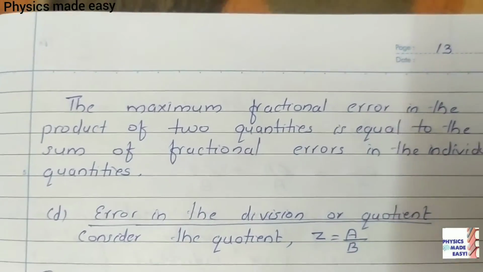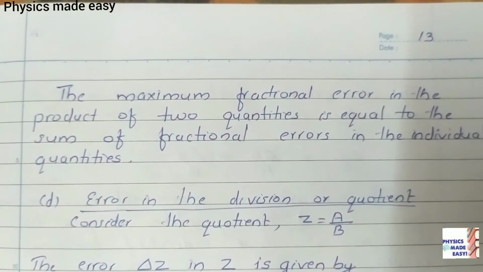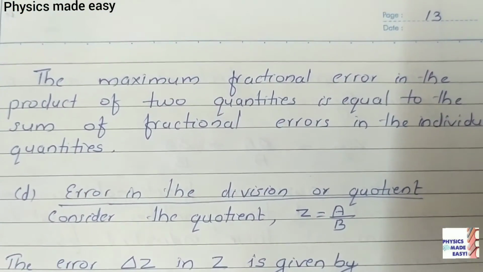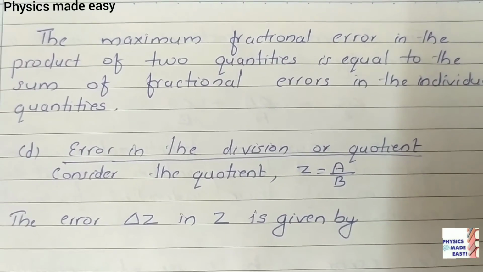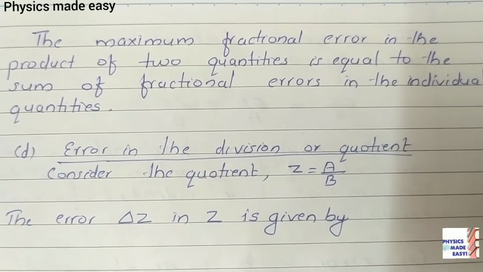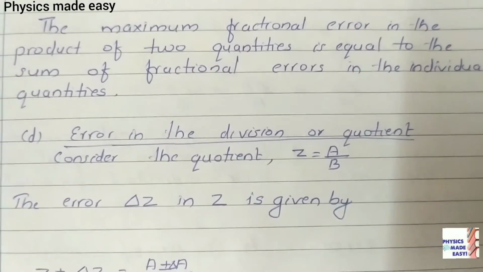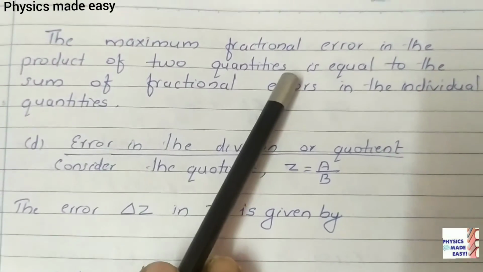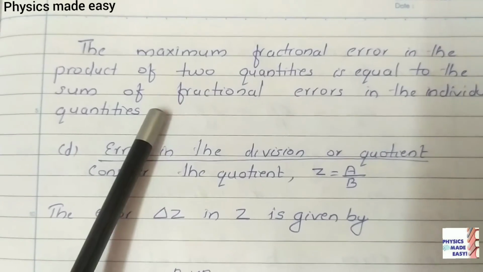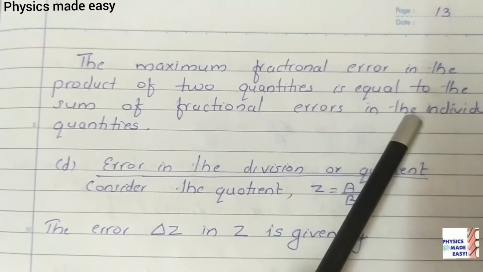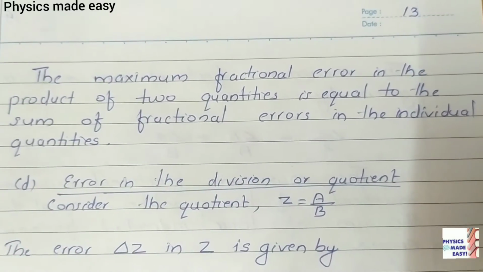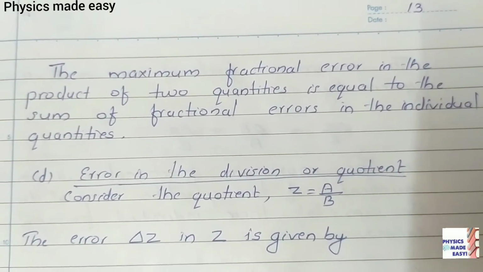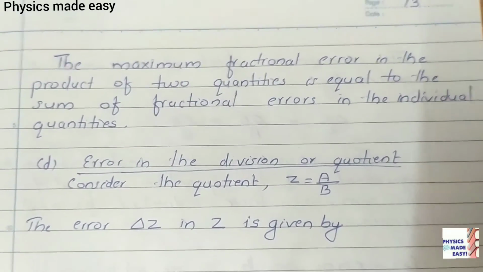Here we are taking fractional error. That's why delta Z by Z you can see in LHS, delta A by A you can see in RHS, and delta B by B also in RHS. We can say this as fractional error. So the maximum fractional error in the product of two quantities is equal to the sum of fractional errors in the individual quantities. We have to take the sum of fractional errors.